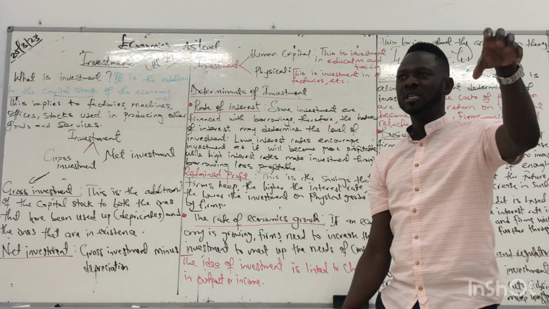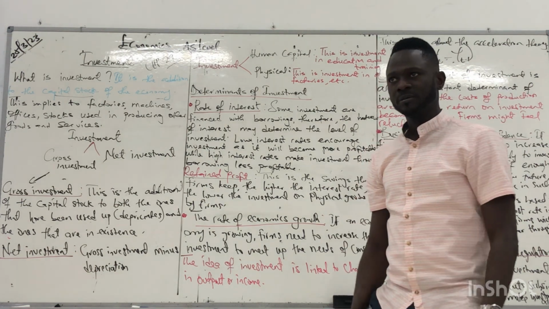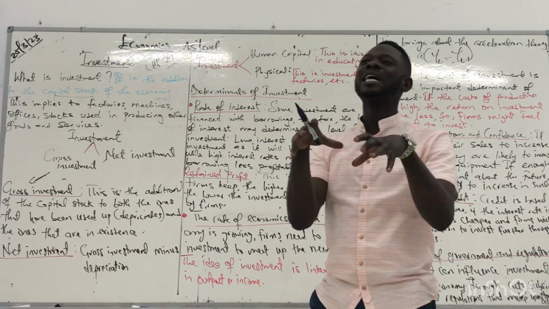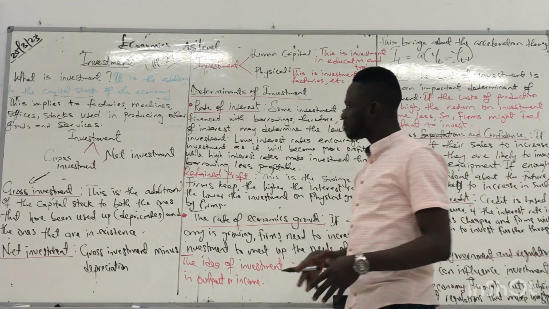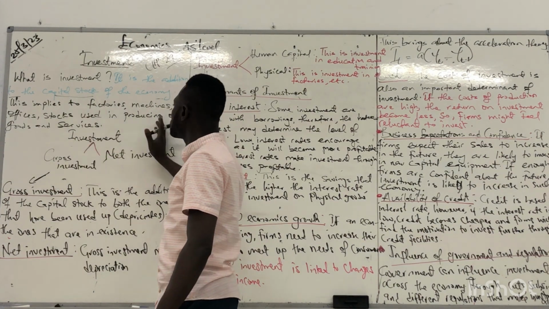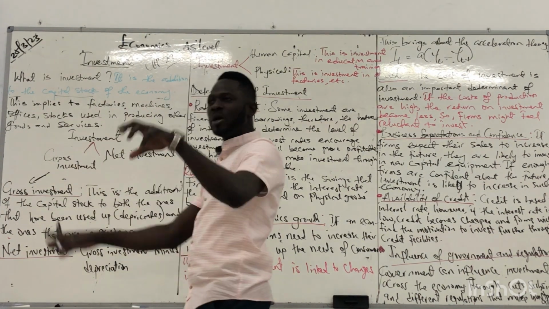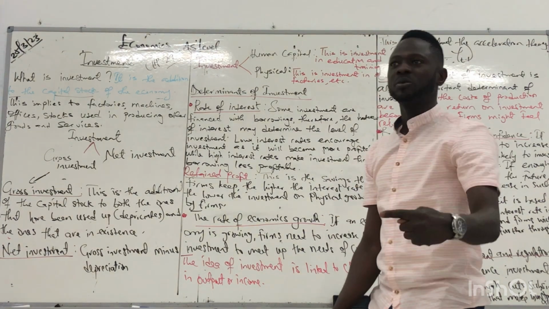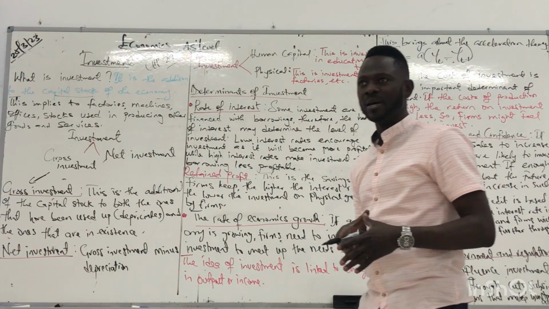You spend money on capital goods instead of consumer goods. That is investment. Spending on capital goods, this applies to factories, machines, offices, stocks used in producing other goods and services. So when you invest in capital goods, you are investing in goods that can produce other goods. That is investment. Clear, right?